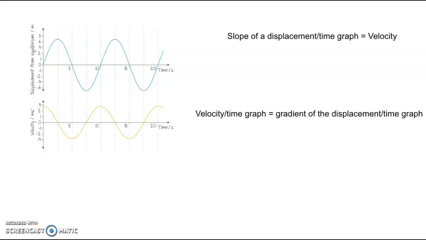Well, if we have a look at our velocity time graphs now, you can see effectively we have 0 velocity here, here, and here, as we said before. And here we have maximum slopes. And here we have maximum slopes in the negative.